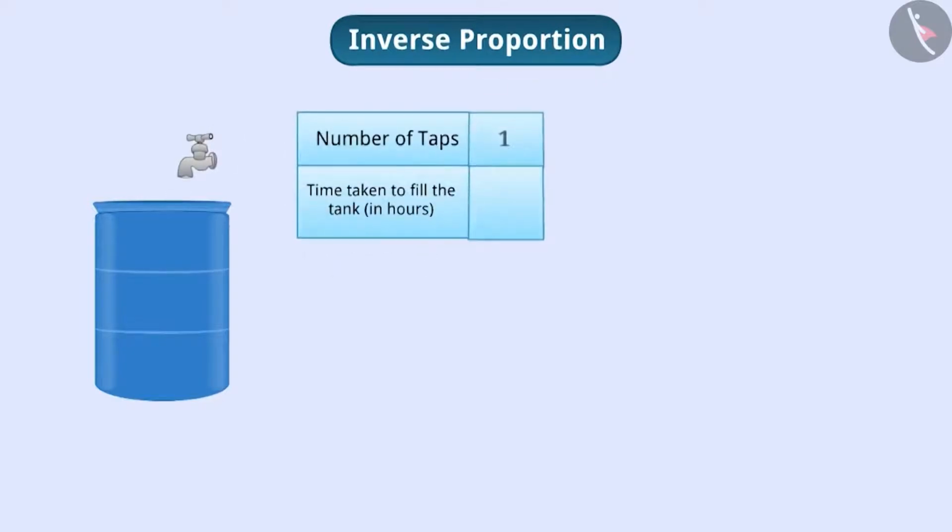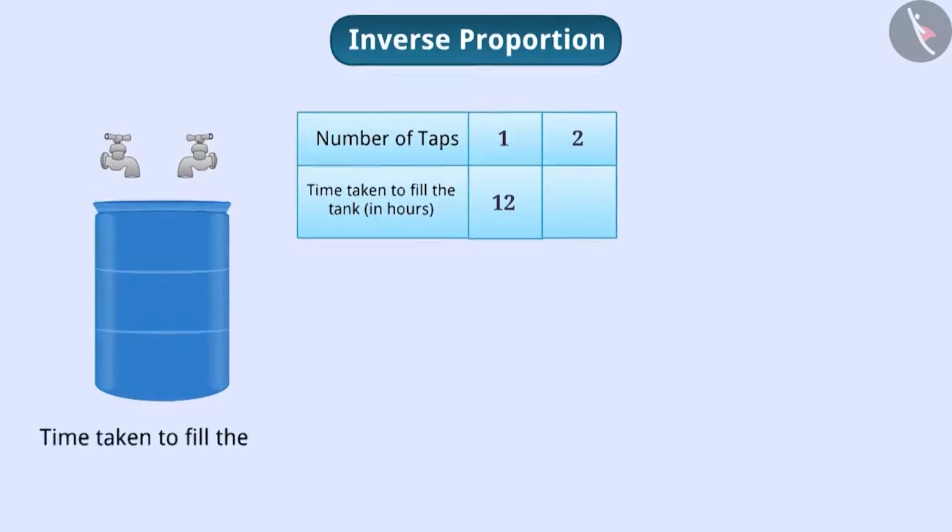There is a big tank here. This tank takes 12 hours to be filled with one tap. Will it take more time or less time to fill the tank? Think for a while. Absolutely correct. Putting two taps will fill the tank quickly. That is, it will take less time.